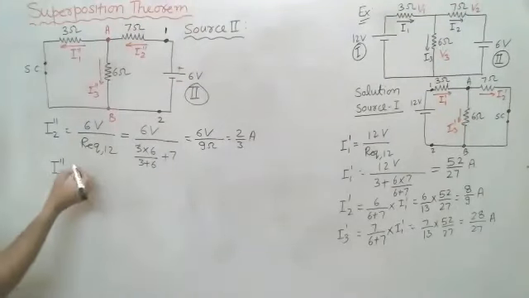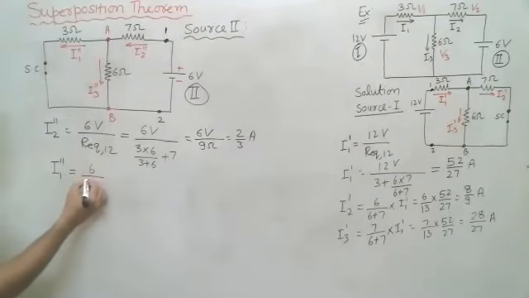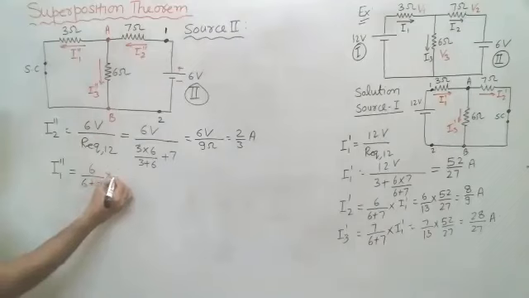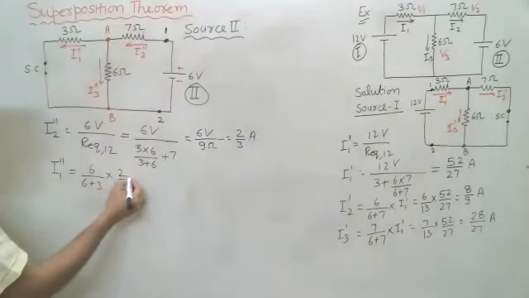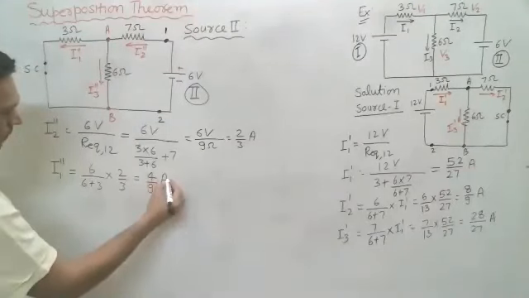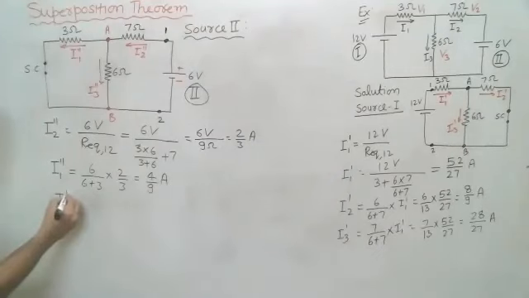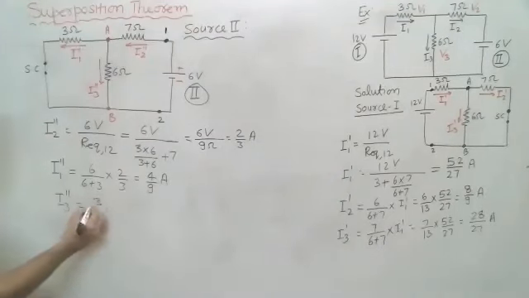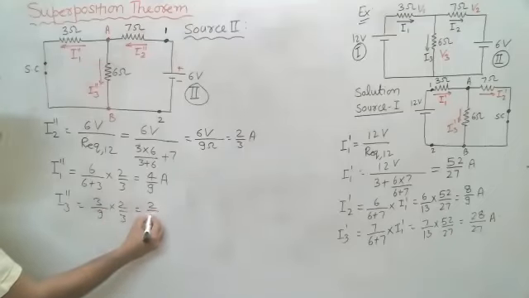4 by 9. So I1 double dash is 6 by 6 plus 3 into 2 by 3, so this will be 4 by 9 ampere. And what will be I3 double dash? 3 by 9 into 2 by 3. So that is 2 by 9.